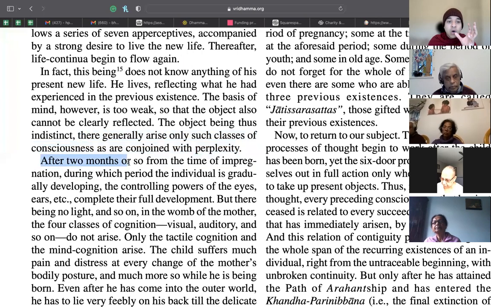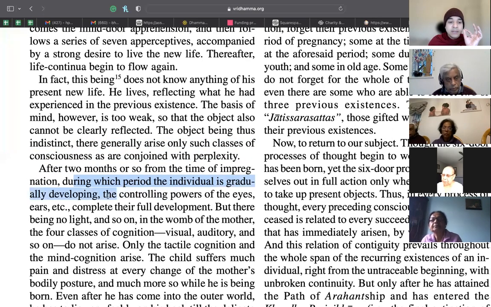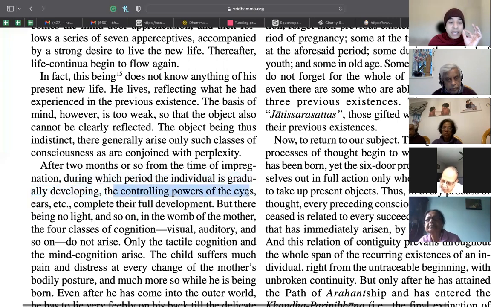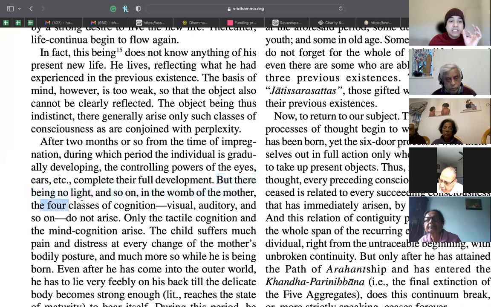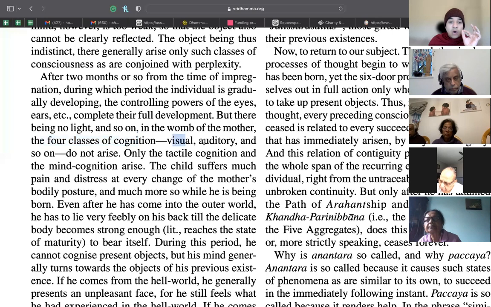After 2 months or so from the time of impregnation, during the period the individual is gradually developing, the controlling powers of the eyes, ears, etc. complete their full development. But there being no light and so on in the womb of the mother, the 4 classes of cognition, visual, auditory, and so on do not arise. Only tactile cognition and the mind cognition arise. The child suffers much pain and distress at every change in the mother's bodily posture.